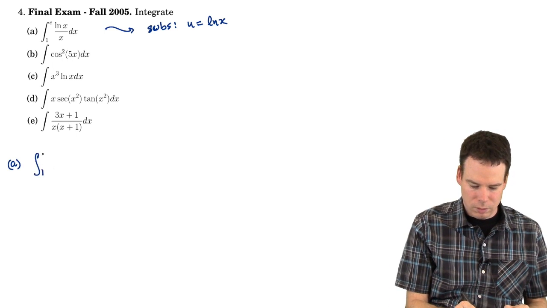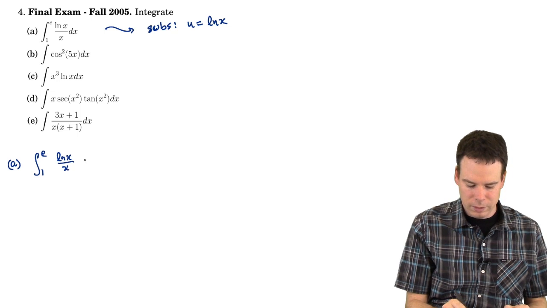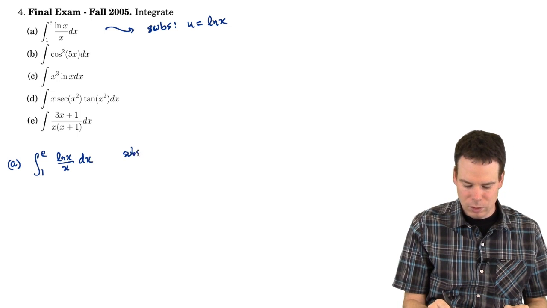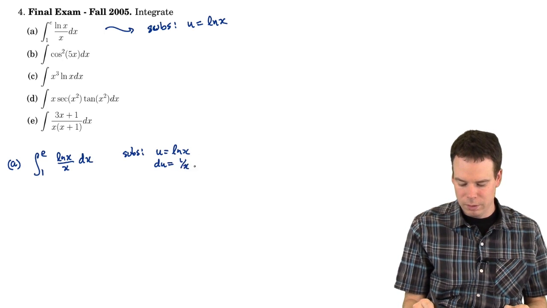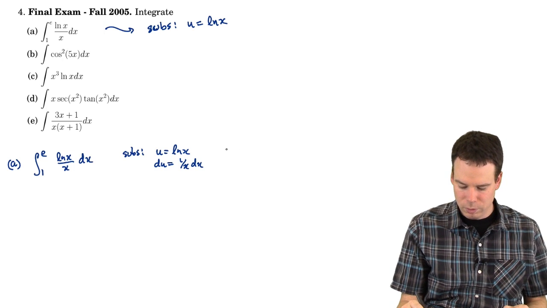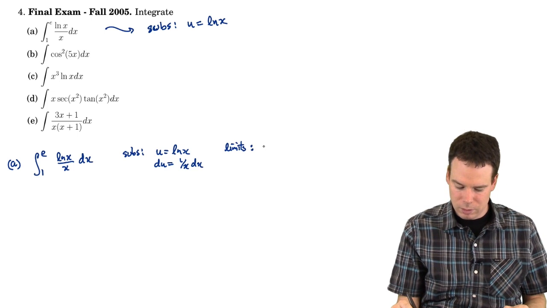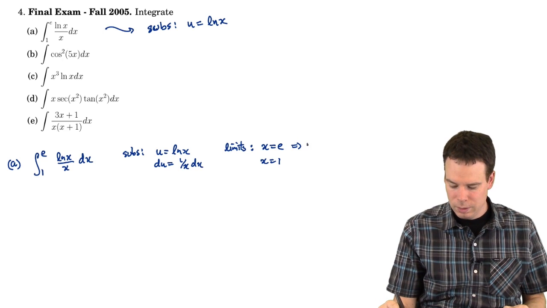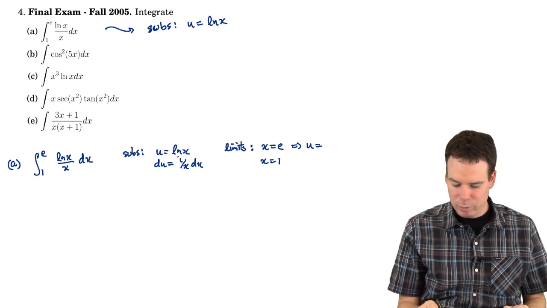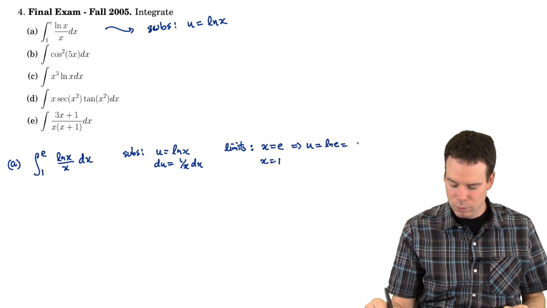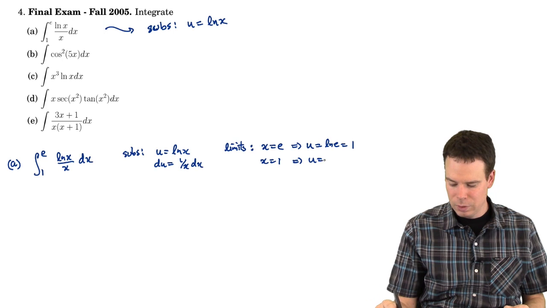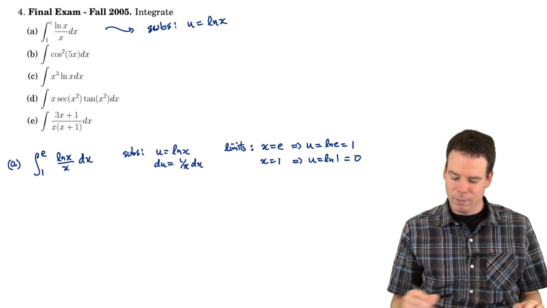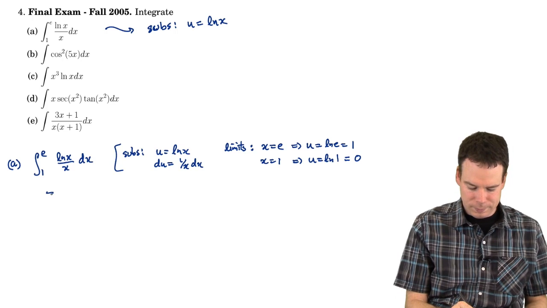We're going to take our integral from 1 to e of ln of x over x dx. We're going to make this substitution: u equals ln of x, du equals 1 over x dx. It's a definite integral, so we can also replace our limits of integration as well. So what are our limits? They were e and 1. In the new variable, the upper limit becomes ln of e, which is 1, and the lower limit becomes ln of 1, which is 0. So there's our substitution.